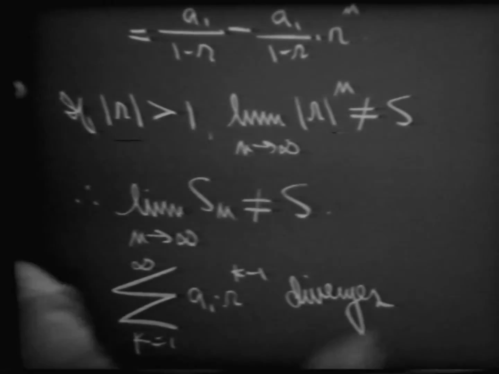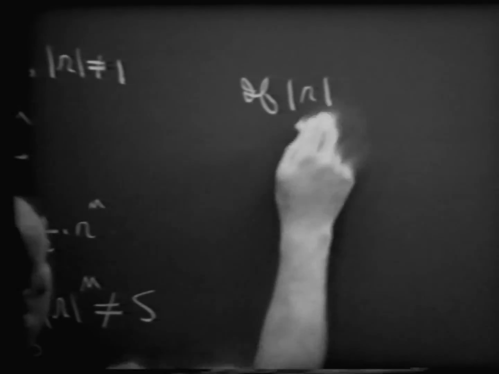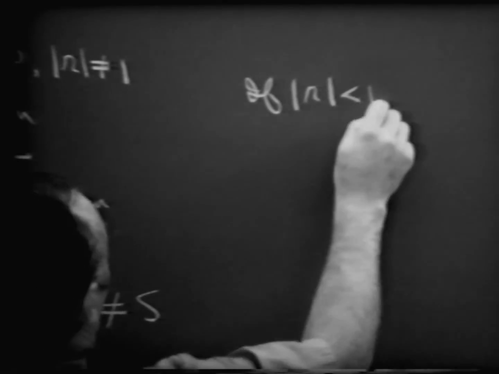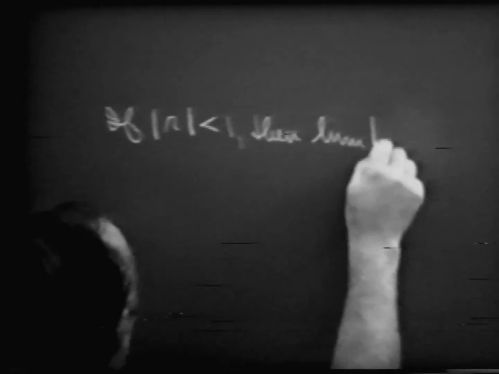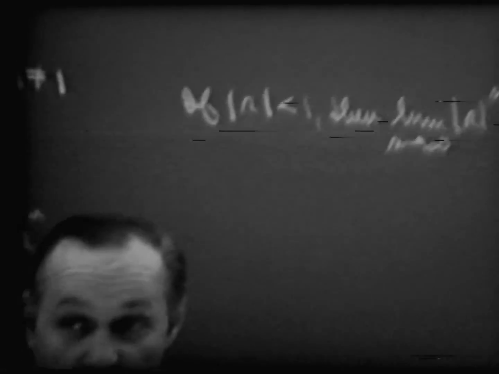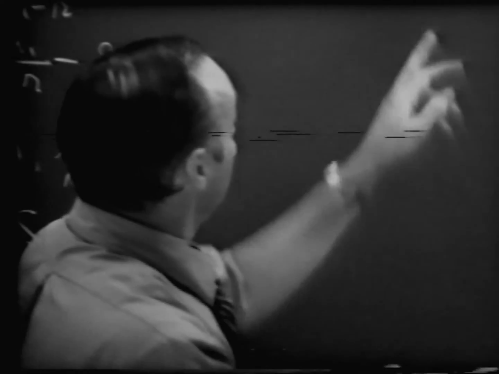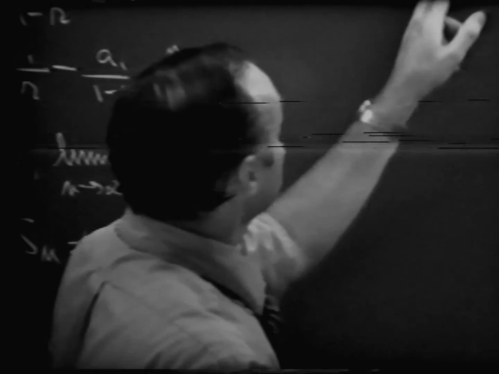Well, what else is left? What other case can we consider? If the absolute value of r is less than 1, then let's look at the limit of the absolute value of r raised to the nth power as n goes to infinity. What do you know about that limit? This is the kind of situation we had in the first example, way over there, in which we had 1/2 to the nth power. What is the limit of r to the nth as n goes to infinity when r is, in absolute value, less than 1? What's your conclusion about that, Tom?